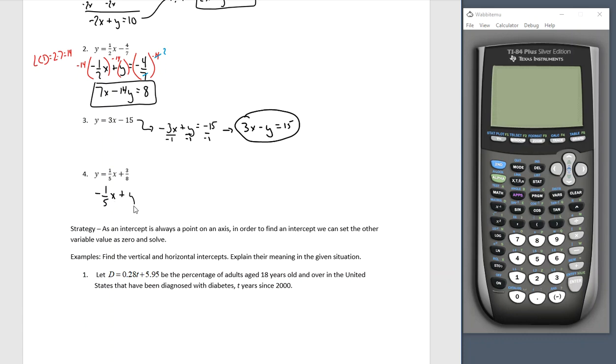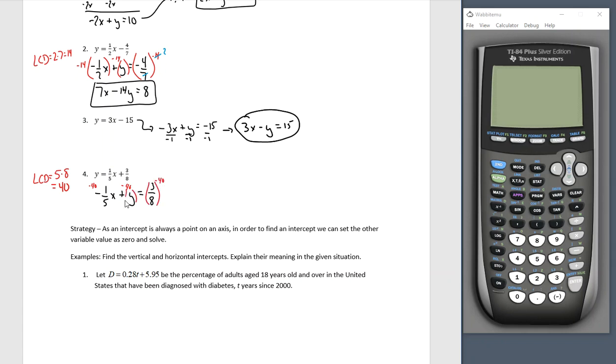-1/5 x plus y equals 3/8. Again, we have fractions. We can't have fractions. They have to be integers. And a has to be a non-negative integer. It doesn't have to be positive. It just has to be non-negative. So if I look at all my denominators, I'll need a 5. I'll need an 8. So I'm going to multiply -40 by every single term.